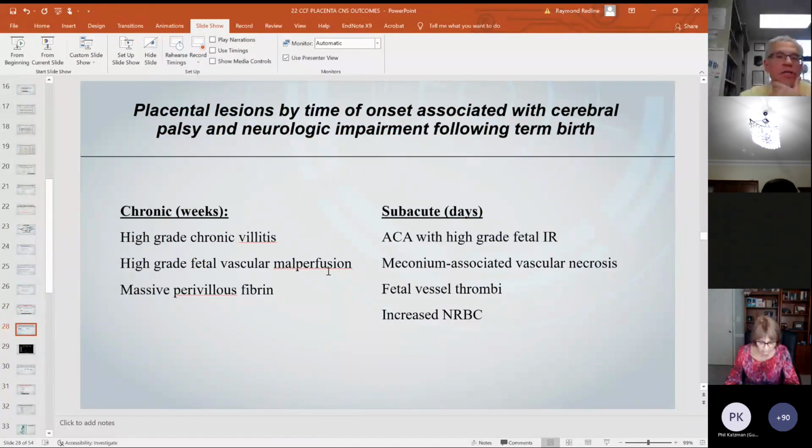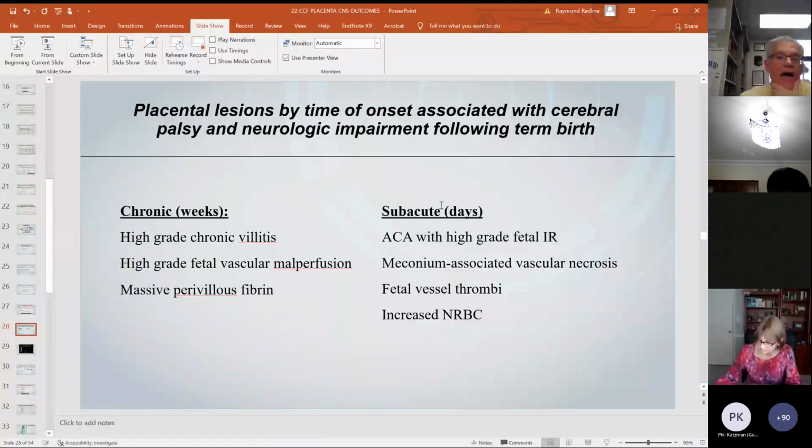So these were the lesions that were associated with neurologic impairment in term infants. The chronic lesions were a high-grade chronic villitis, that rejection type response, high-grade fetal vascular malperfusion, the fetal thrombotic process due to decreased perfusion of the villi, and the massive perivillous fibrin, which is rare but strongly associated with adverse outcomes.